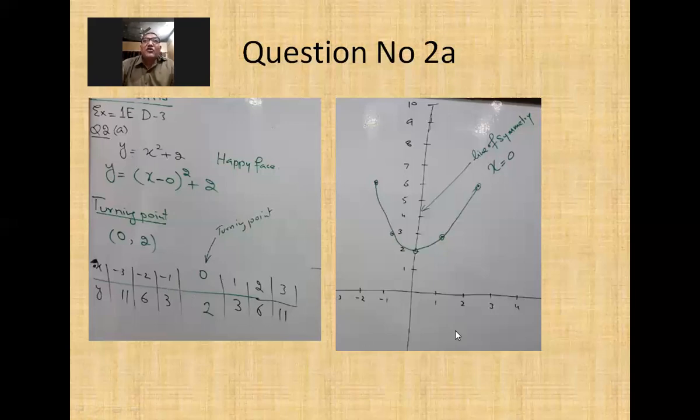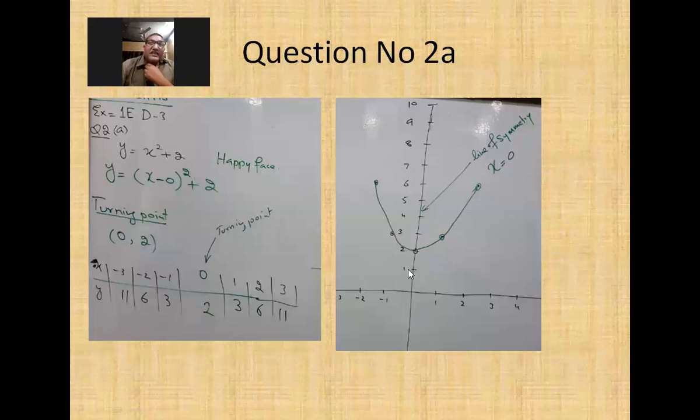Then I will draw a grid, and first of all, I will plot (0, 2). That's the turning point. Then I plot (-1, 3), (-2, 6); (-3, 11) was out of this scale. Okay, so (1, 3) and (2, 6), and then I join them with a smooth curve. From the turning point, I draw a vertical line that will be the line of symmetry.